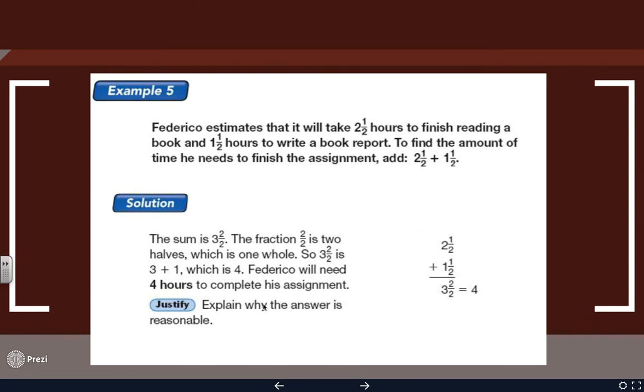And then you can justify this answer. If you were to draw this out with circles, I think you should be able to figure out that 3 and 2/2 equals 4.